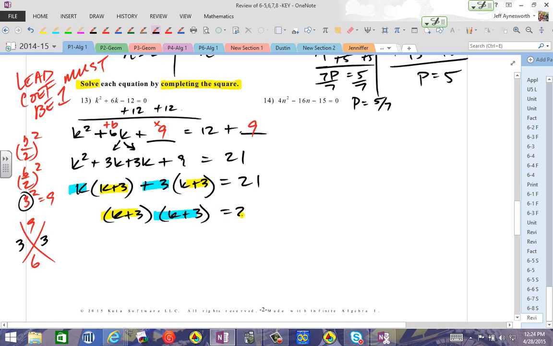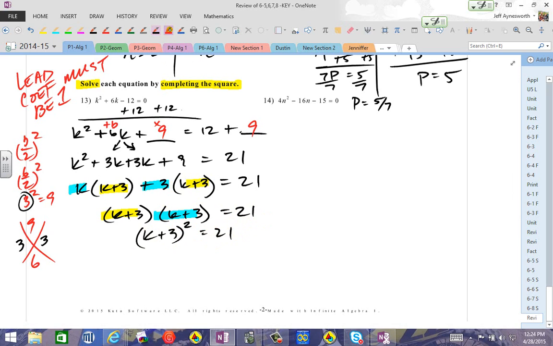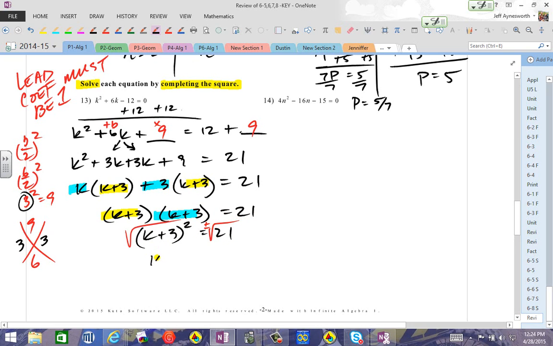Okay, what we want to do is rewrite it as k plus 3 quantity squared equals 21, and let's use roots. Because it's not a zero product, it's equal to 21, so you can't split it right there. You got to square root both sides and get k plus 3 is equal to plus or minus root 21. Remember, the square root cancels out the square, giving you k plus 3. Subtract 3, write the result.